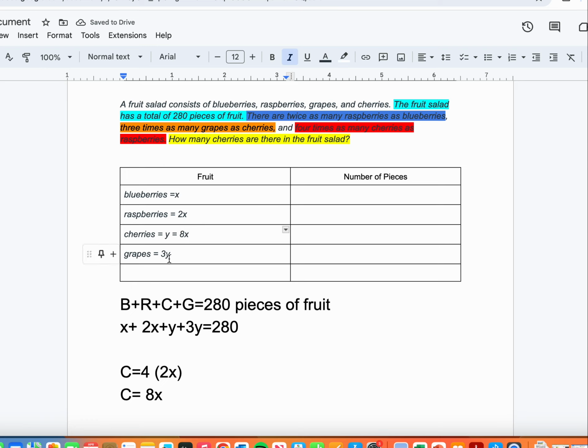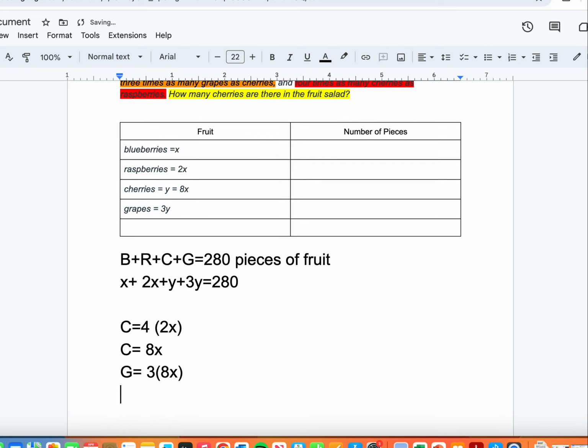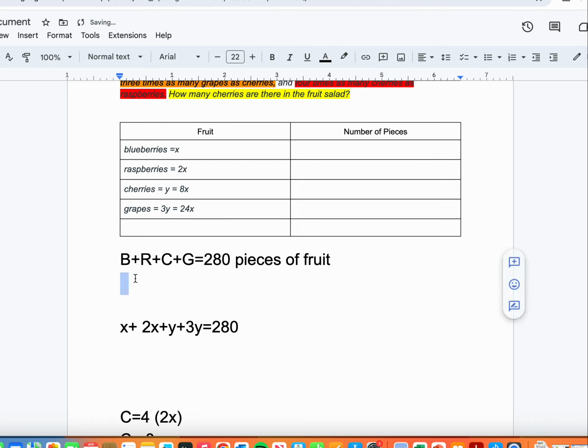Since we know what y is, we can put that grapes is the same as 3 times y, and then replace y with 8x. It gives us g is equal to 24x. So 3y is the same as 24x. Now that we have all like terms, we can plug into our equation up here.